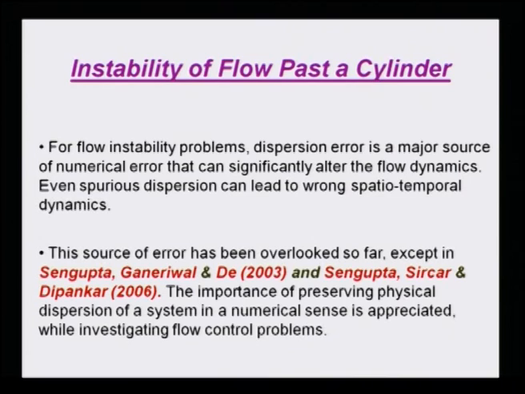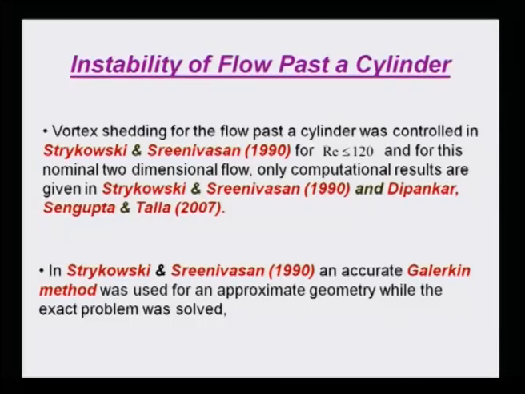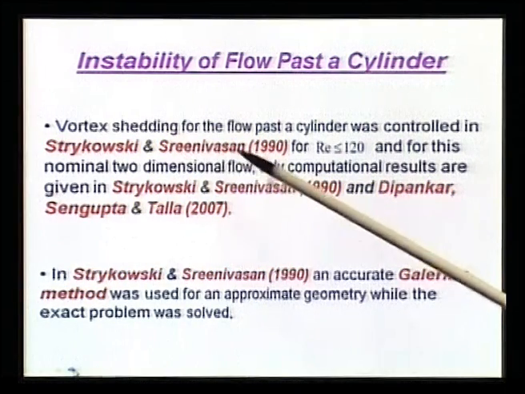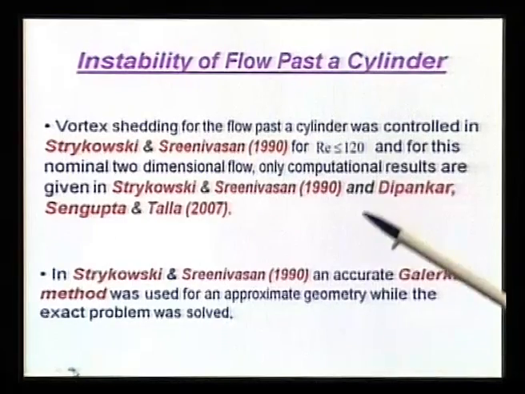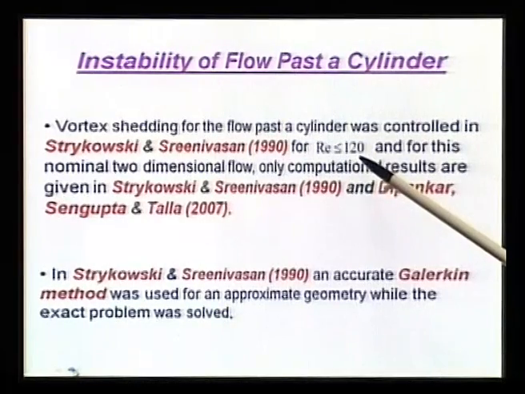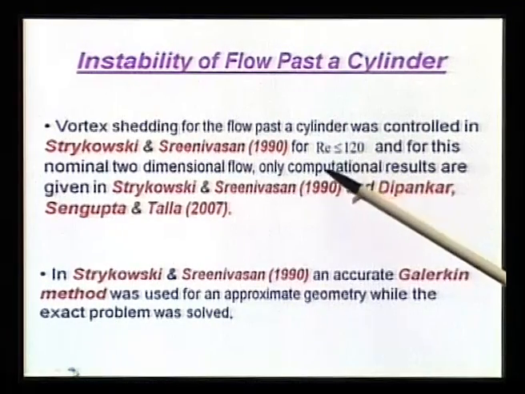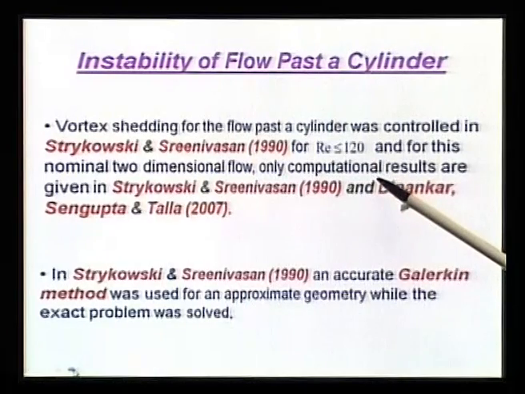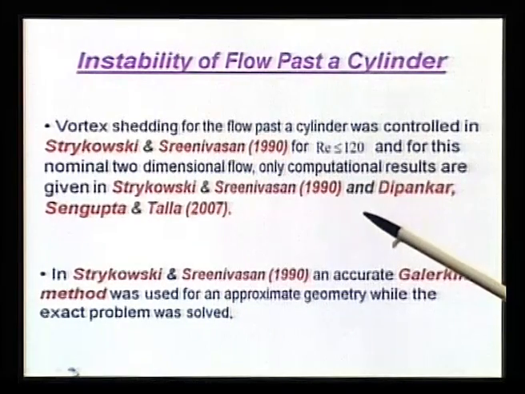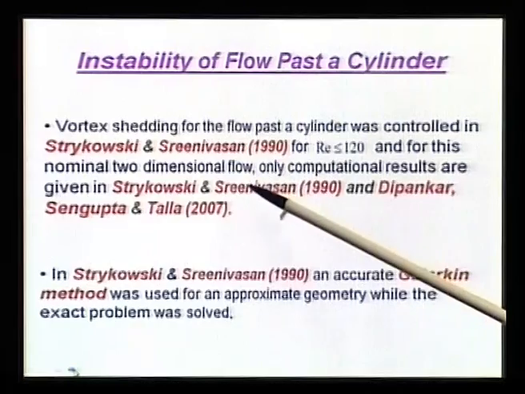In this particular work, well, I think it is not here. There was this particular work where we tried to reproduce that flow control experiment of Strouhal and Srinivasan. That is what we were saying: by putting in a small control cylinder in the wake, they could delay vortex shedding all the way up to Reynolds number of 120. And the flow was nominally 2-dimensional.